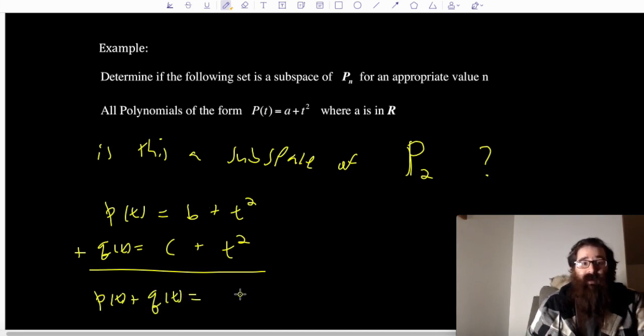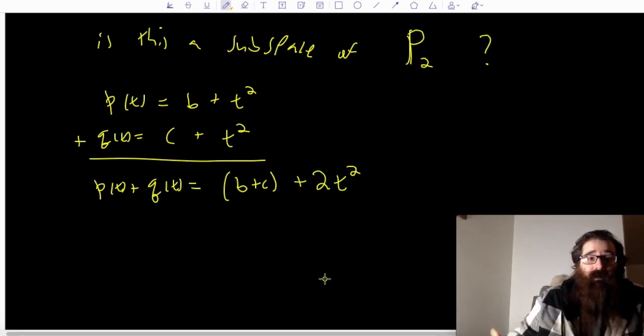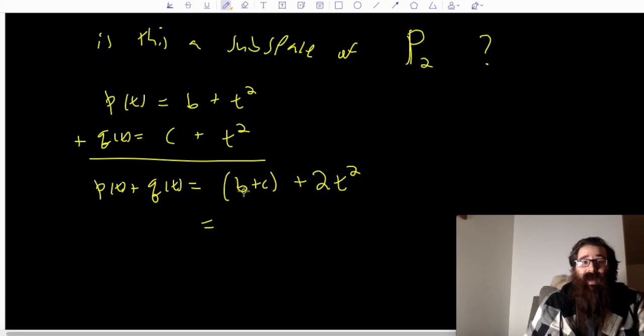We'll say, well, I add the constants b plus c, gives me some constant term. And then adding t squared and t squared gives me 2t squared. And this is a bit of a problem. We'll see why it's a problem. When I add a real number to another real number, it just gives me some other real number, so I could call this a plus 2t squared. But the issue is actually this coefficient on t squared.